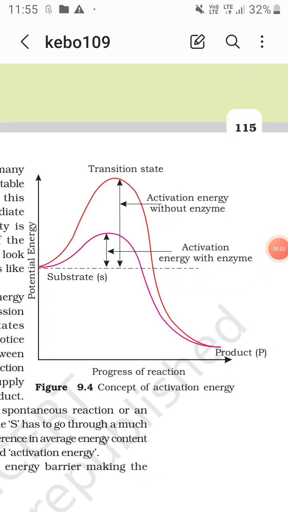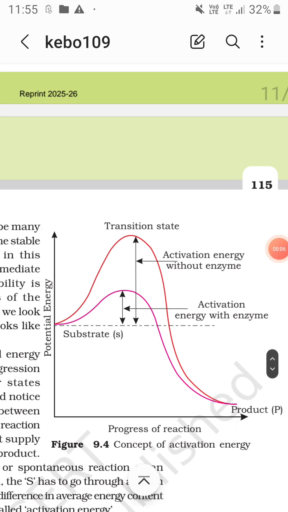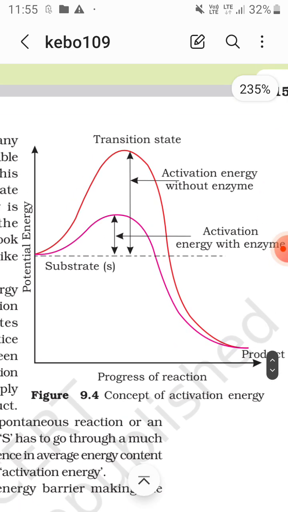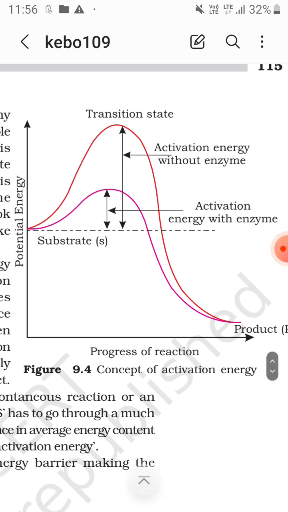Of activation energy. On the x-axis is the progress of reaction, while on the y-axis is the potential energy. Now if the potential is higher, the substrate goes through the transition state to the product always. Now between substrate S and the product is a transition state. This transition state is higher when the activation energy is without an enzyme.